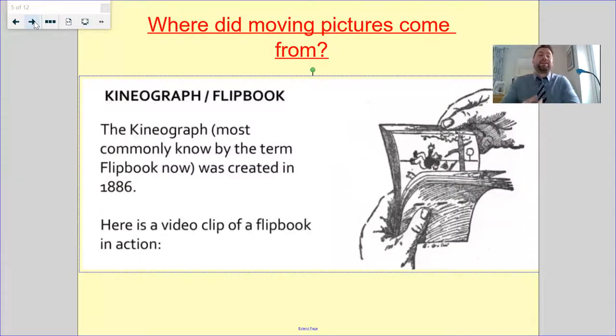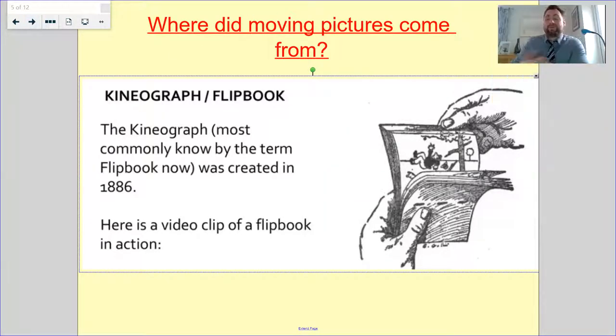The next one is called a kineograph or a flip book. Now, you may have done a flip book before. I used to do this when I was a kid all the time. Now, it was created in 1866. Now, it says here there is a video of a flip book in action. I haven't actually got that clip. Unfortunately, it wouldn't go onto these slides. But if you go onto YouTube and just type in flip books, I'm sure you'll be able to find one where you can have a look.